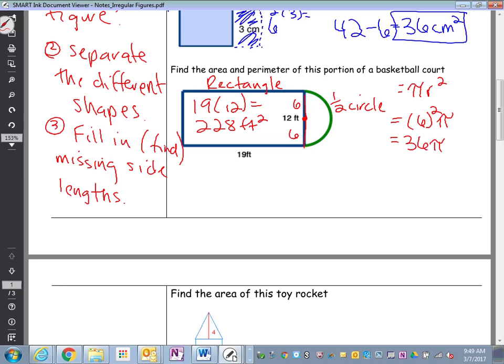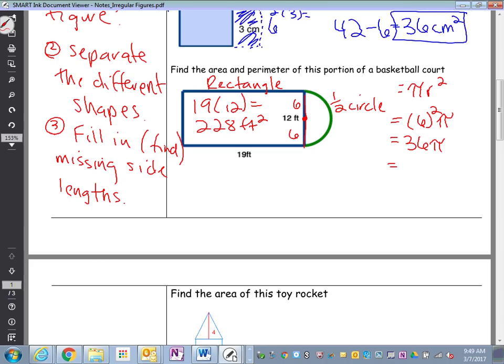We have 36 pi's, right? 6 squared is 36. We all agree on the same page on that? 36 pi's, okay? Now, here's what I would do. I would stop right there.